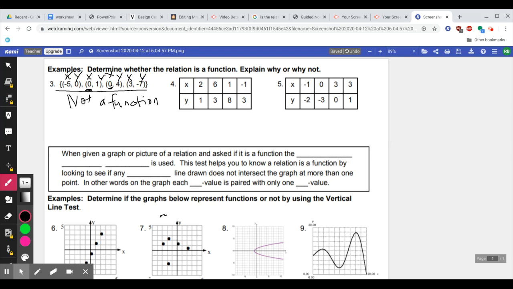So let's take a look at the next one. Now, the next one is the same exact thing. It's just in table form rather than a set of ordered pairs. So what we're going to do is look at the inputs. And I see 2, I see 6, I see 1, I see -1. Well, none of the inputs are the same. So it doesn't matter what the outputs are, because if none of the inputs are the same, you can have 2 different inputs having the same output. So yes, this is a function.